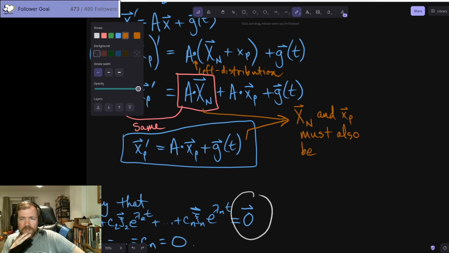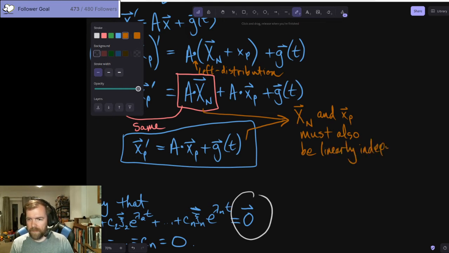So I guess the first thing to discuss is what happens if you get identical things in our particular solution and our null space solution. Then you need some sort of linearly independent solution. So you're going to have to have linear independence. Whatever you do, you need to make the solutions linearly independent.